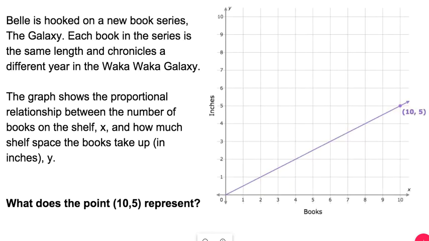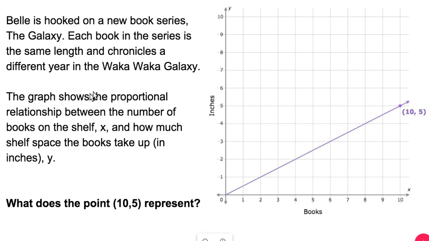Let's look at another. Belle is hooked on a new book series, The Galaxy. Each book in the series is the same length and chronicles a different year in the Waka Waka Galaxy. The graph shows the proportional relationship between the number of books on the shelf and how much space they take up. So knowing that they're all the same length, this girl is so into it that she wants to buy a bookcase to fit her books perfectly. Some of you will be able to relate to that totally. Others will not understand why someone would want to do that. But either way, Belle is crazy about these books. She wants to have all of them fit in her bookshelf.